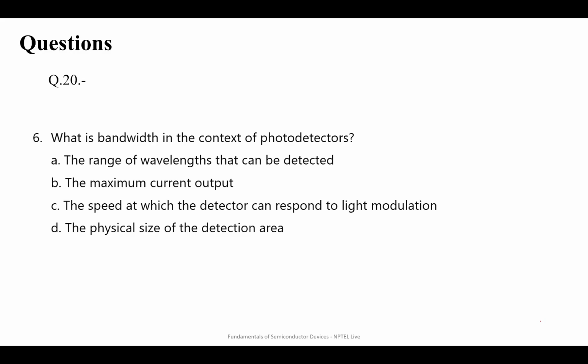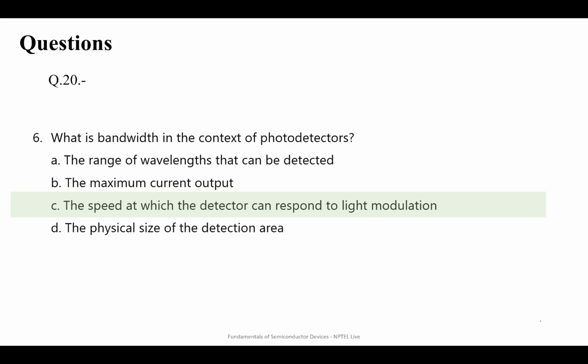What is bandwidth in context of photodetectors? The range of wavelengths that can be detected, the maximum current output, the speed at which the detector can respond to light modulation, the physical size of the reaction area. Can I guess, sir? Yes, I think the speed at which the detector can respond to light modulation.